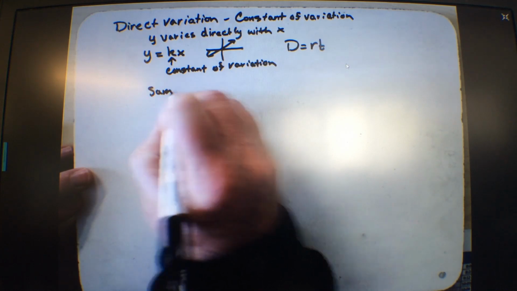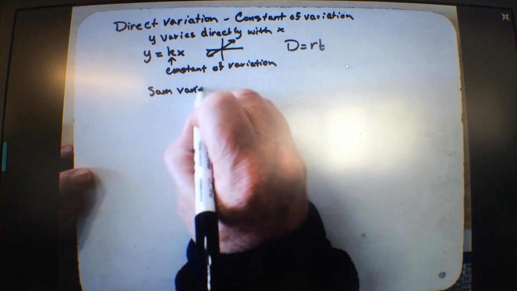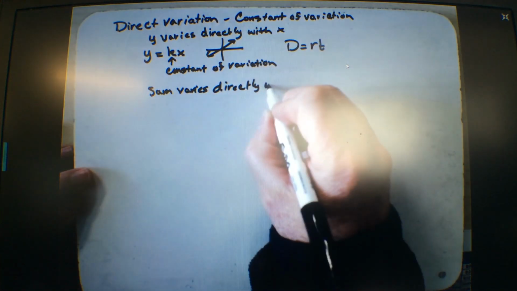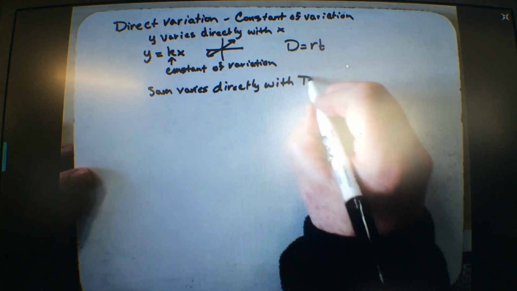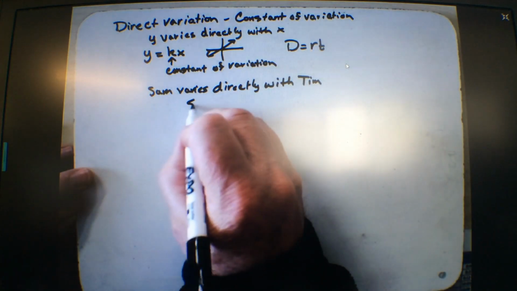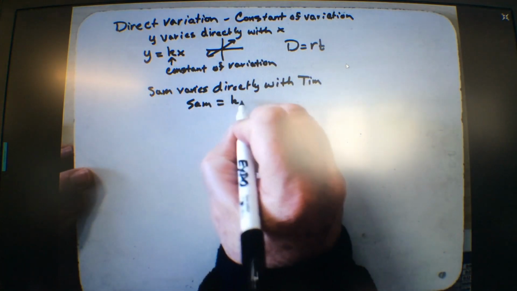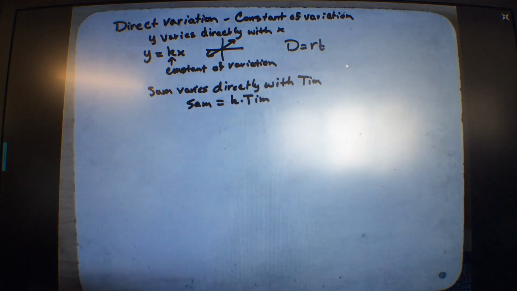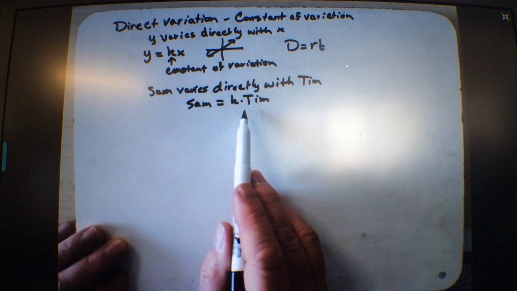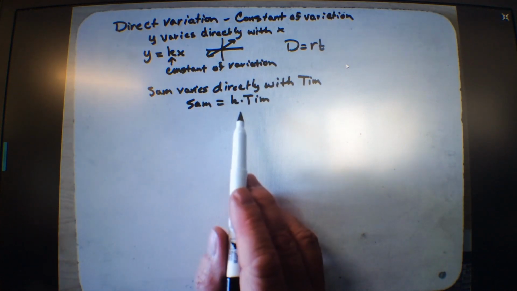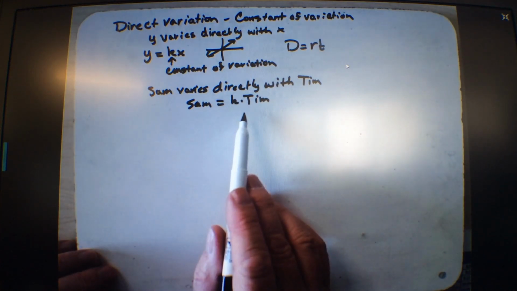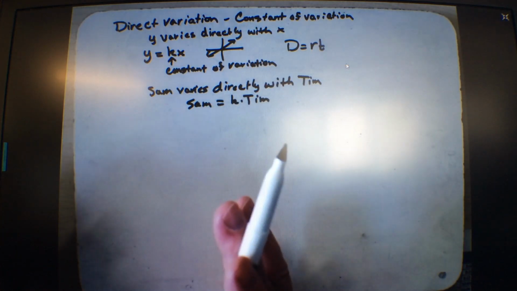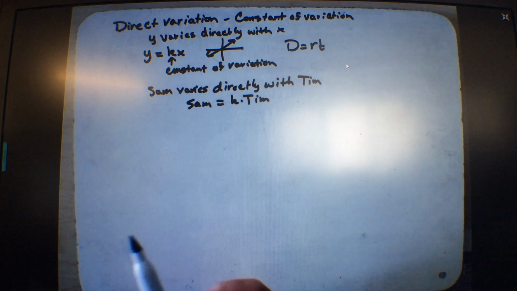Okay, so if I say Sam varies directly with Tim, then I would say Sam equals K times Tim. Do you understand that? So you have to be able to write this equation. And the reason you have to write this equation is because you have to figure out what the constant is, and so you might apply it to a new problem. All right, let me give you an example.